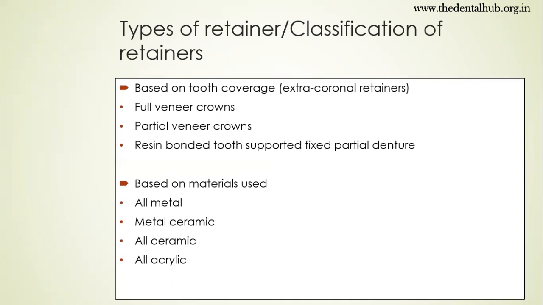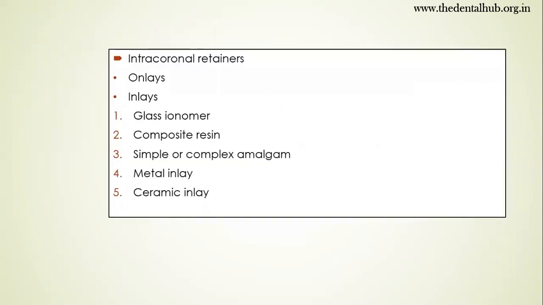Moving on to the types of retainer, the classification of retainer. Based on tooth coverage, it can be extracoronal retainers like full veneer, partial veneer, resin bonded tooth supported fixed partial dentures. Then on the basis of materials used, it can be all metal, metal ceramic, all ceramic, or acrylic. Then we have intracoronal retainers. It can be onlays, it can be inlays, and it can be made up of glass ionomer, composite, amalgam, metal, or ceramic.